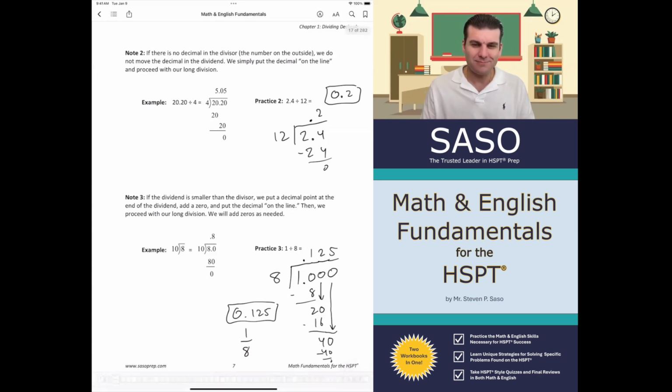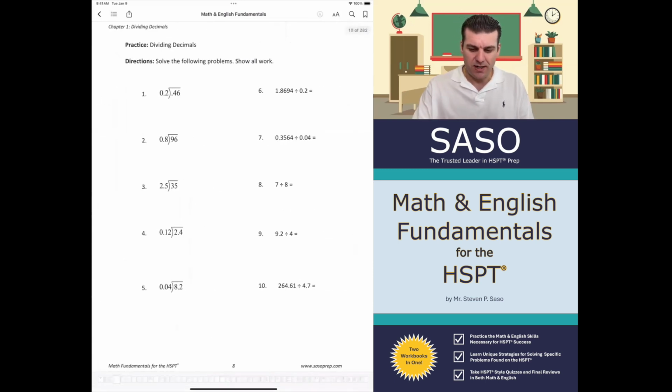Okay, let's do some practice. So dividing decimals, here we go. Solve the following problems, and we're going to show all of our work, of course. Okay, so number 1, and I'll write these a little bit bigger, I think, so we can see them a little bit better.